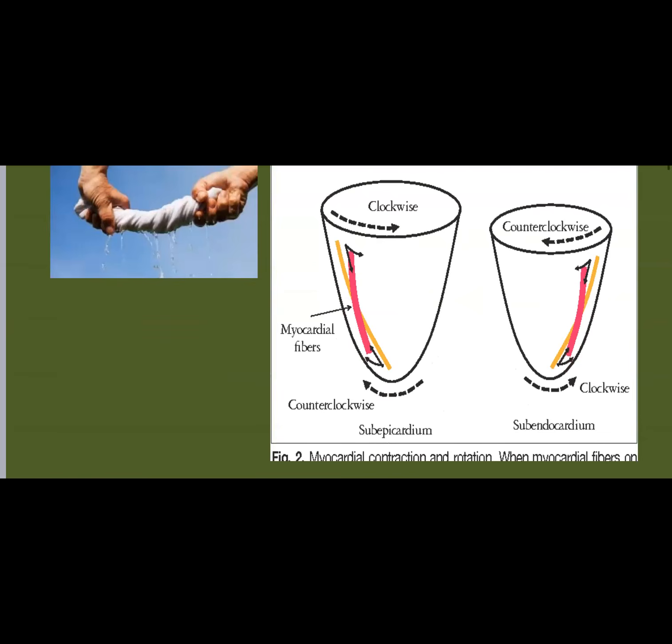Now, see here. If you take a wet towel and you want to squeeze water out of it, you are going to compress both ends and twist it clockwise and counterclockwise, right? One end clockwise, the other counterclockwise. Does the heart work the same? Yes. They found out that the heart also has a twisting motion. The upper part twists counterclockwise and the apex clockwise. And in relaxation, the opposite happens.